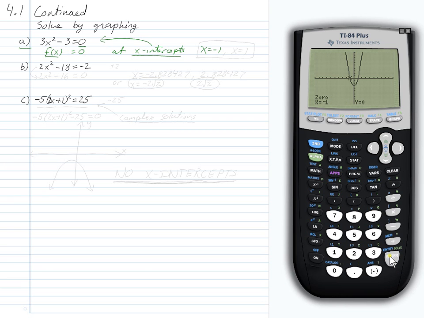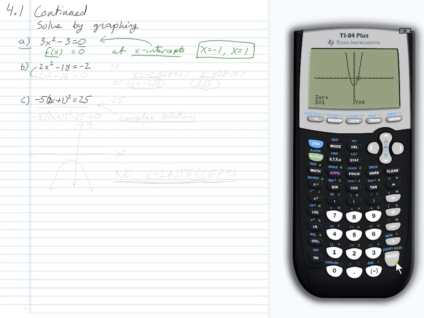The second solution, I can calculate that zero by going a bit to the left, and then a bit to the right, and then guessing. The other solution is at x equals 1. We already knew that, we've already solved this problem, but you can also do it using the grapher. Now our second equation is going to take a little more work.